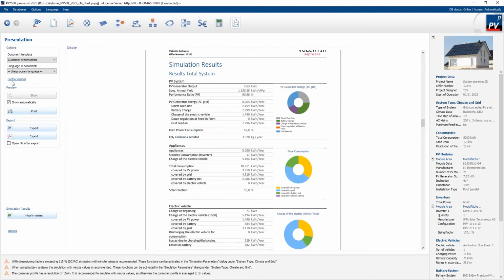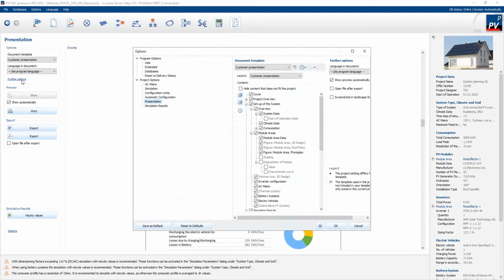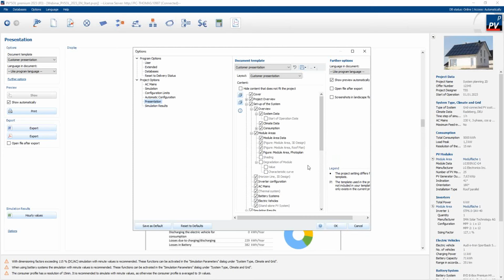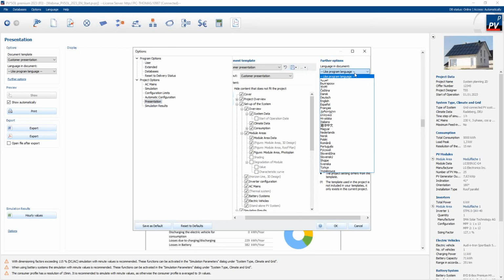You can also decide what should be in and what should be out. There's the tree view, and again, by setting a hook, it's in. By removing the hook, it's not in the presentation. You can also save this as a template. And what else can we do? We can select additional languages and compare to the program languages here. For example, Swedish is available, or Hungarian, etc.